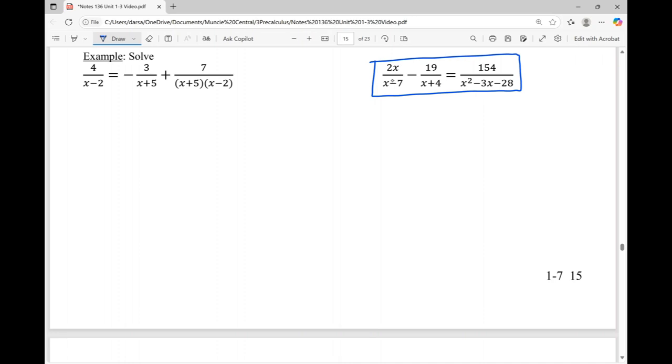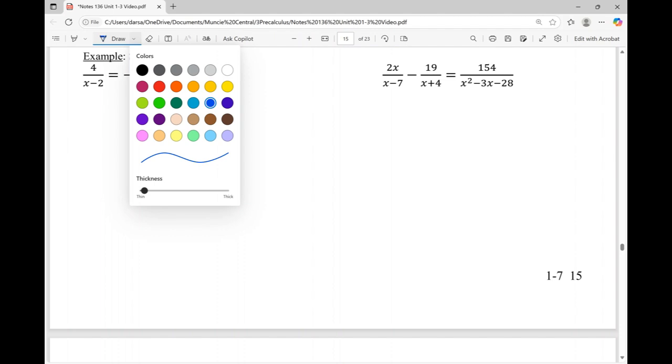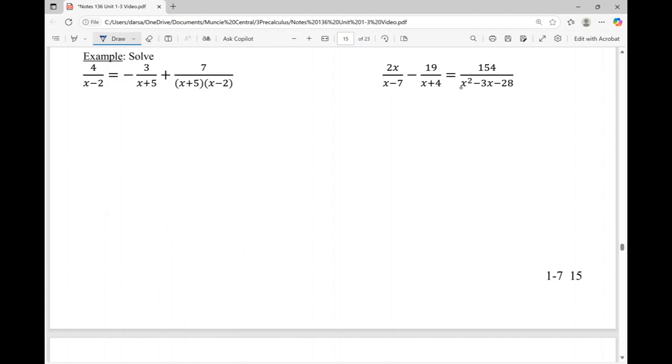So we've got 2x over x minus 7 minus 19 over x plus 4 equals 154 over x squared minus 3x minus 28. So remember, when you have more than just a fraction equal to a fraction, what we want to do is find the least common denominator. But if you look at our problem right here, we've got three different polynomials in our denominator.